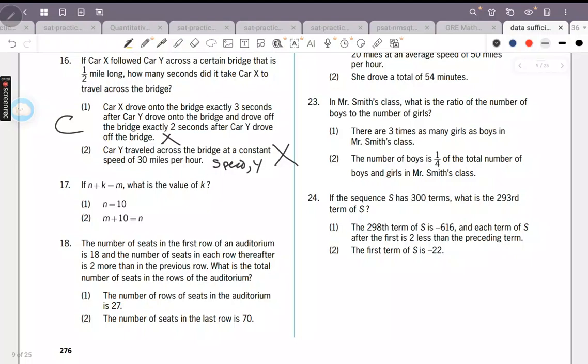Let me see if 2 is sufficient. Is it if n plus or divided by? Okay. If m plus k equals m, what is the value of k?